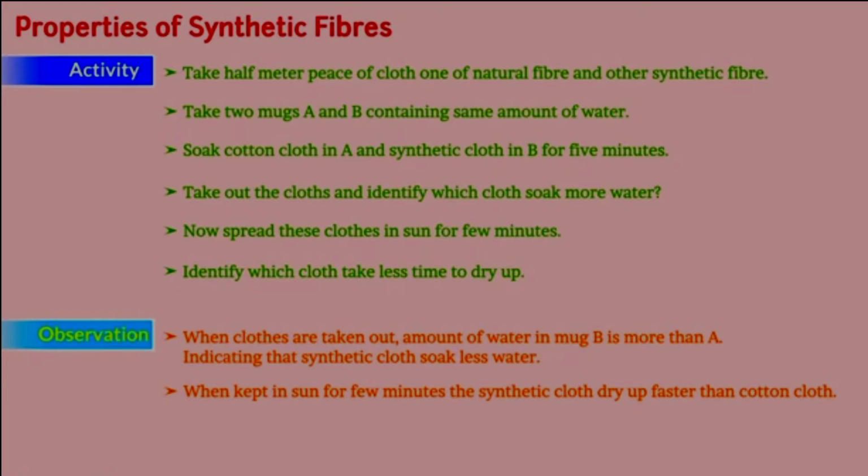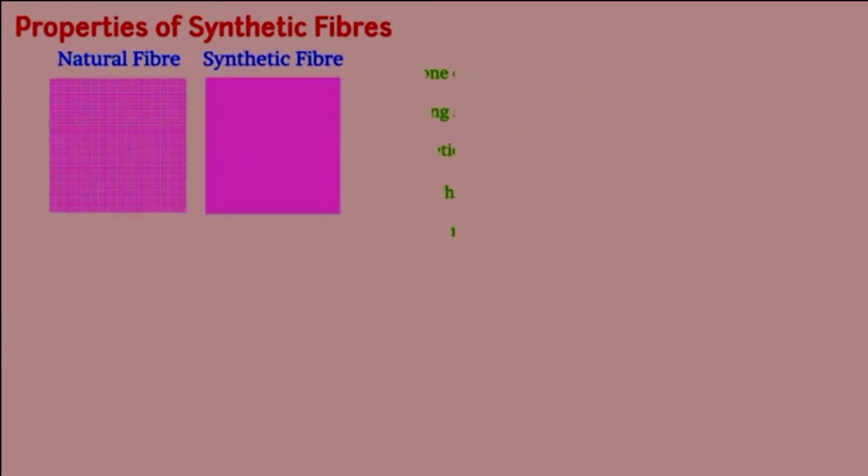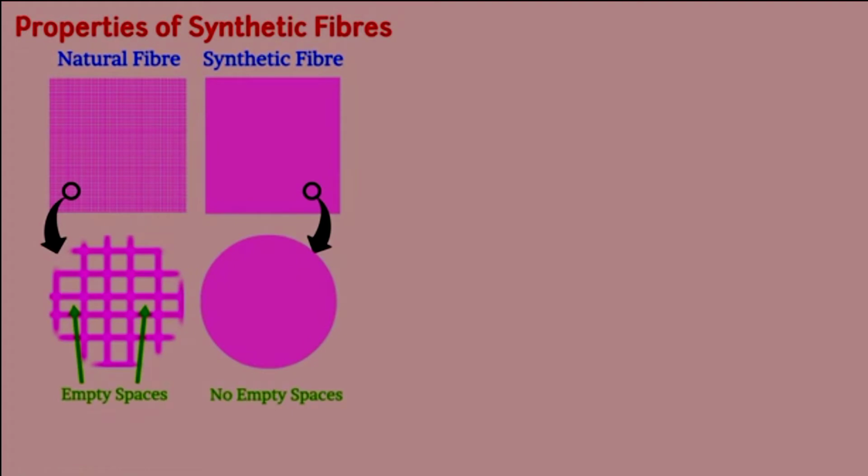Now, you must have understood that synthetic fibers soak less water and take less time to dry. Why is it so? It is because synthetic fibers do not have empty spaces inside, and so absorption is very less. Therefore, it takes less time to dry.